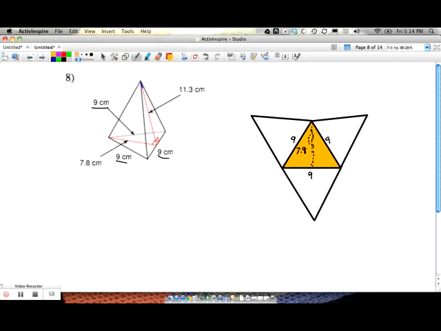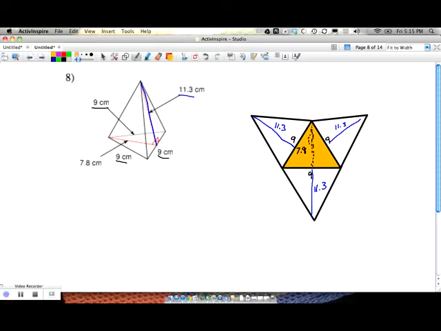Then I'm going to look at this slant height on the outside. I'm going to color it blue like we have been doing. And that's 11.3. So I got blue 11.3, and we got this blue 11.3 all the way around.